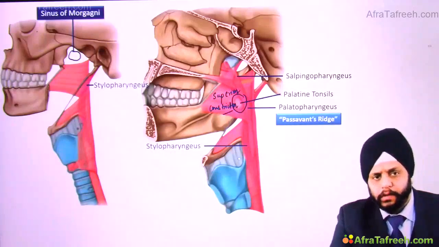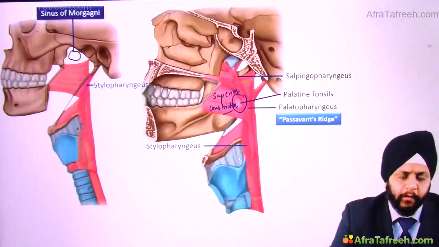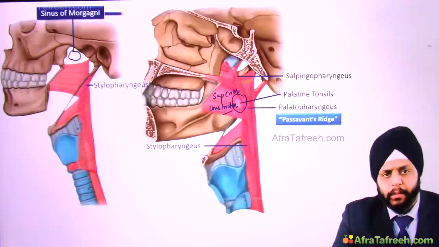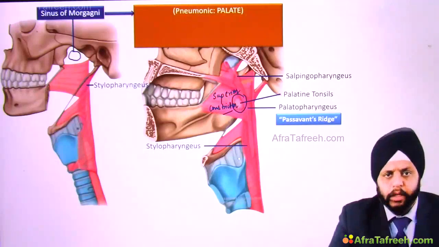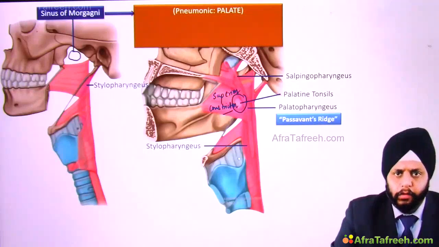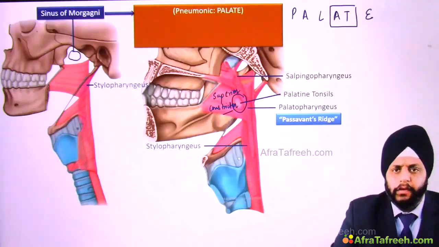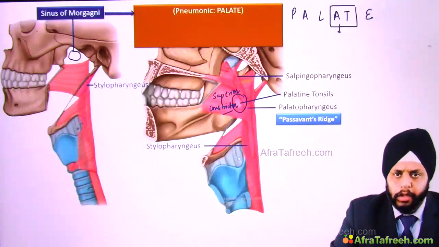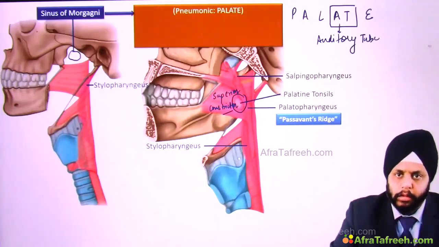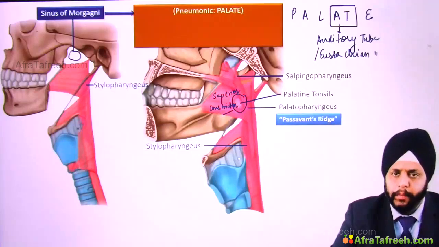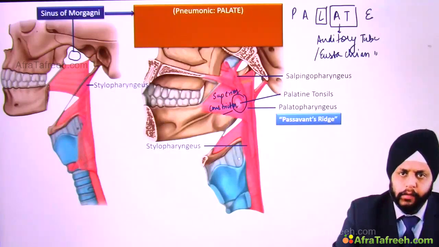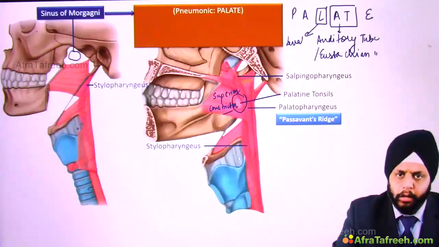Four important structures pass through the sinus of Morgagni, and we can remember them with the help of the mnemonic PALATE. Now what do I mean by the mnemonic PALATE? You see, PALATE we can divide into AT. AT stands for auditory tube, or eustachian tube. Now L over here stands for levator veli palatini.